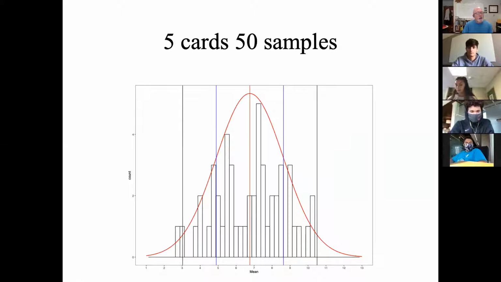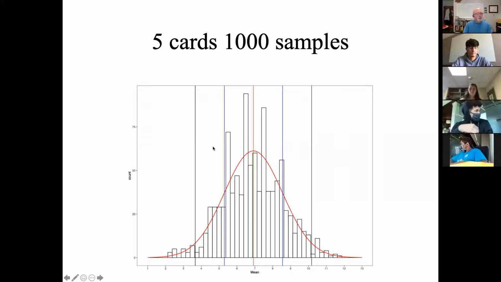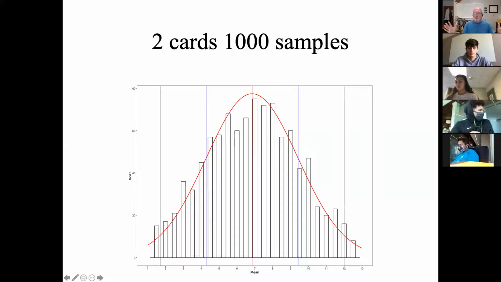If we increase to 500, we get closer to the population mean in terms of the mean of the sample means. If we have 1,000 samples of 2 cards, once again, you still see all this spread. But it begins to take on more of a normal curve. We increase the number to 5 cards. As we go from 2 cards to 5 cards, look at what happens to the spread of the data on the x-axis. It begins to get narrower.